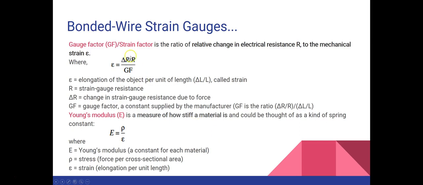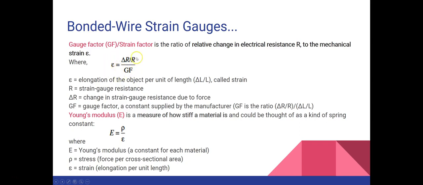Now these two important topics we need to learn in the bonded wire strain gauge. The first is the gauge factor, which is also called the strain factor, and it is basically the ratio of relative change in electrical resistance to the mechanical strain. So this is the gauge factor, and this is the strain which I'm talking about.